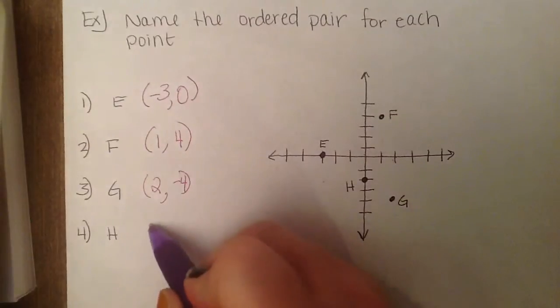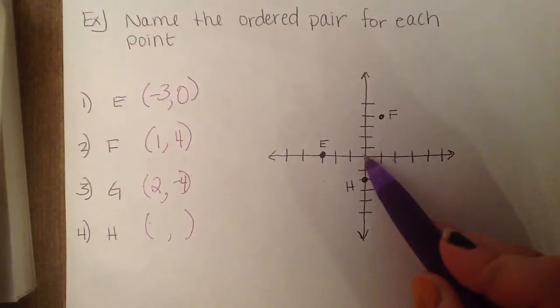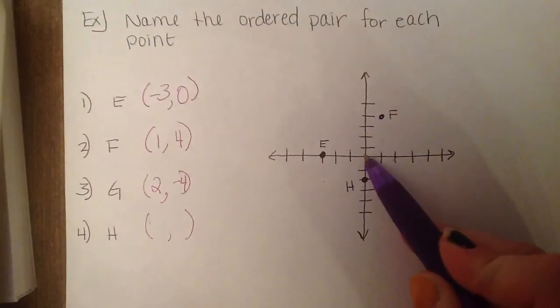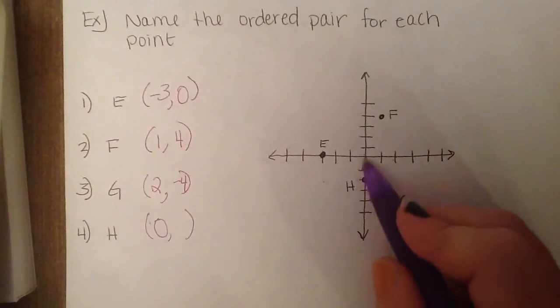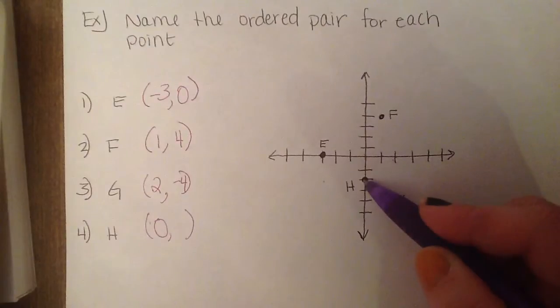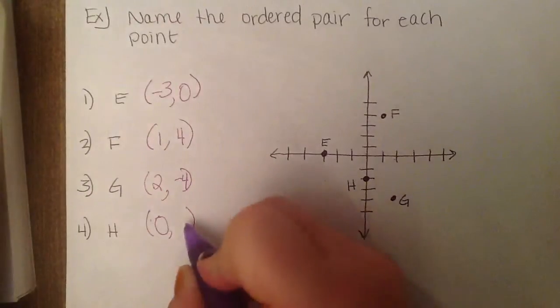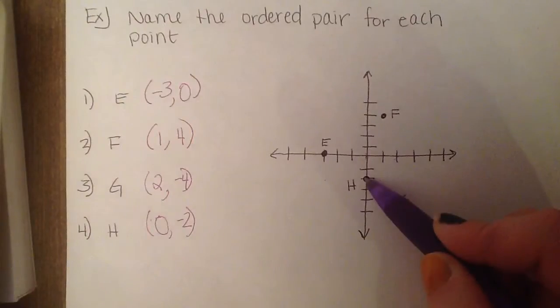Let's see what you got for H. Put your pencil at the origin. Now, you must move right or left first. Do we move any right or left? No, we move just down. So since we do not move right or left, we move 0 right, 0 left. So our first number is a 0. Now I move down 2, so is that positive or is that negative? Exactly, it is a negative 2. I move 0 right or left, down 2 to get to H.